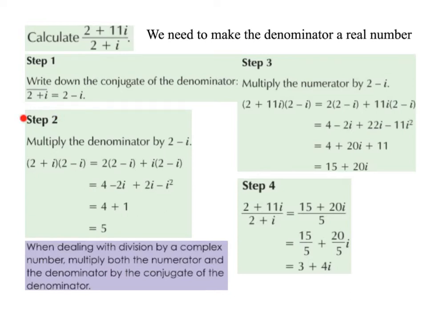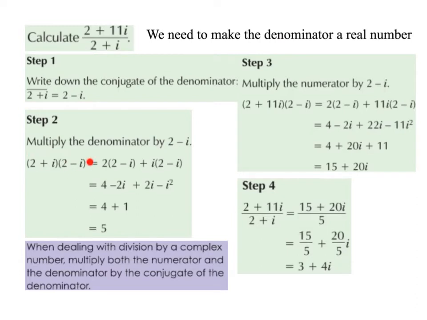Okay, so step 2 is we're going to multiply the denominator by 2 - i. Or we could have multiplied the numerator by 2 - i. It doesn't matter which comes first and which comes second. But I'm going to multiply the denominator by 2 - i. So the denominator was 2 + i, and I'm multiplying it by its conjugate, which is 2 - i.